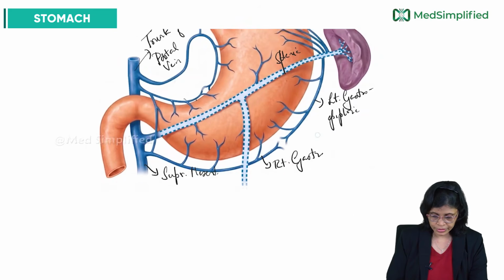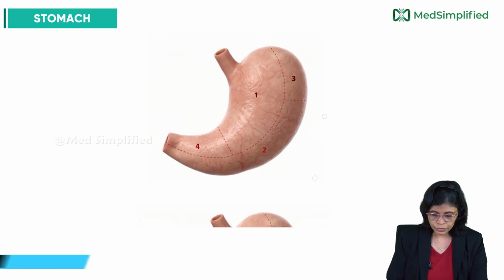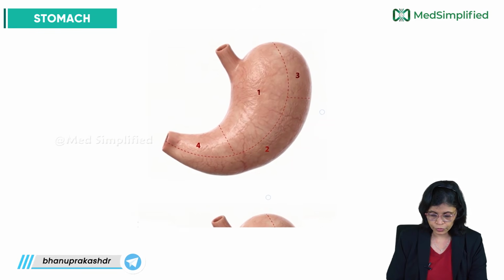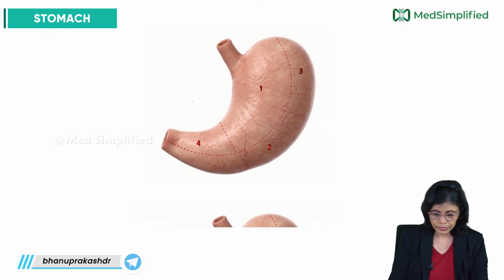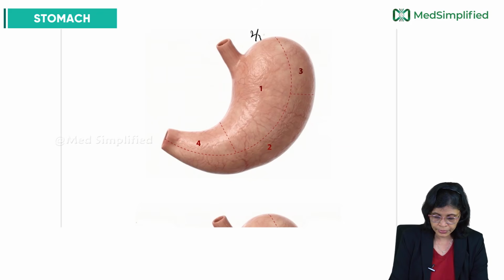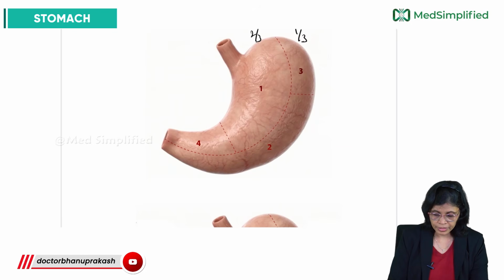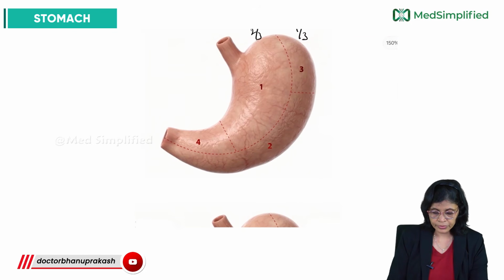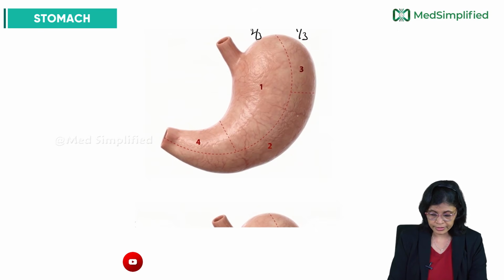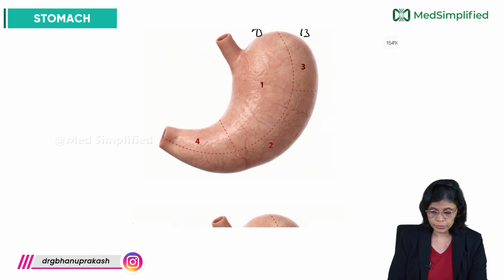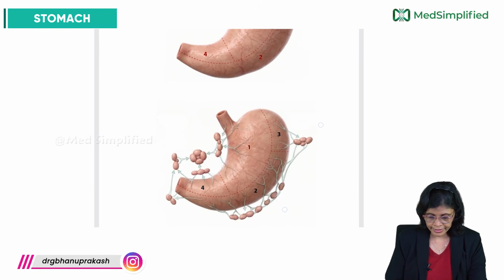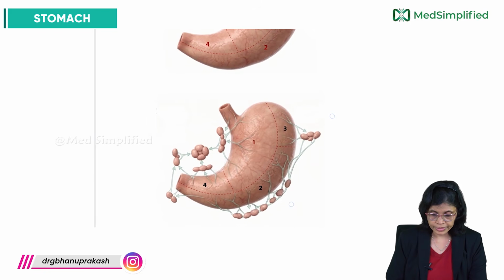Coming to the lymphatic drainage, we divide the stomach into 4 areas. The right 2/3 and the left 1/3, divided by an imaginary plane. Again the right 2/3 we divide into upper 2/3 and lower 1/3, and the left 1/3 we divide into upper 1/3 and lower 2/3. When we see the lymphatics, they drain into different regions here.